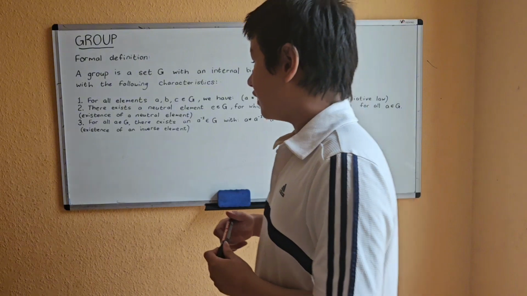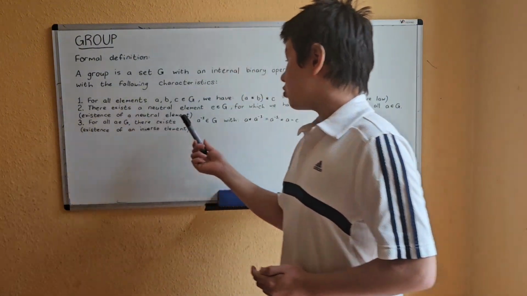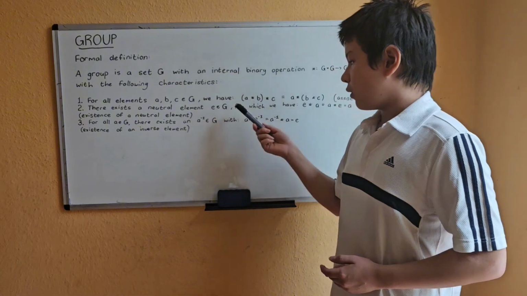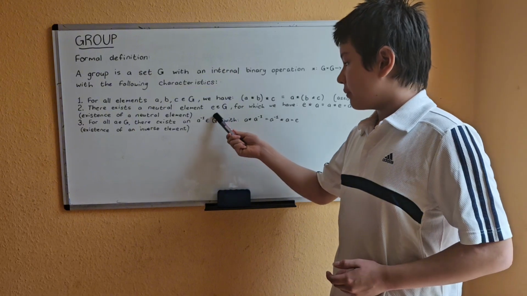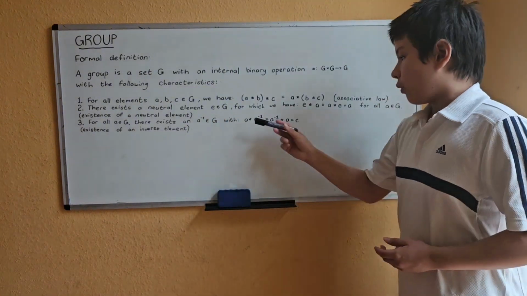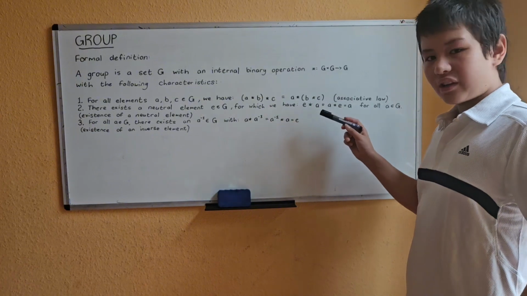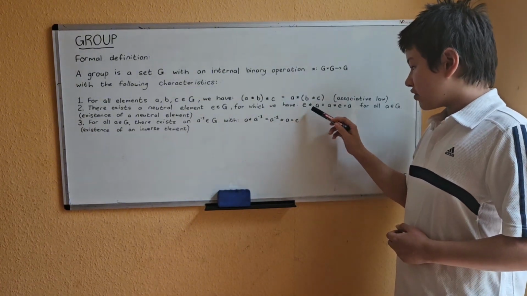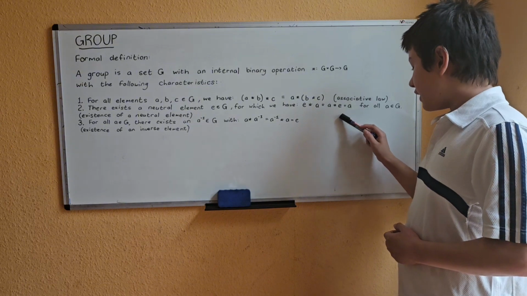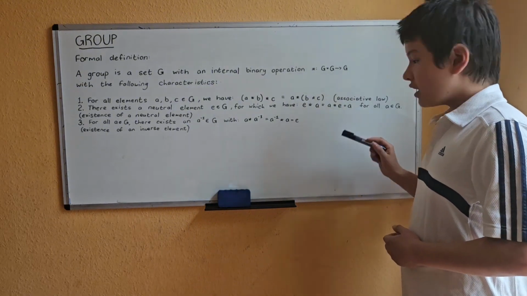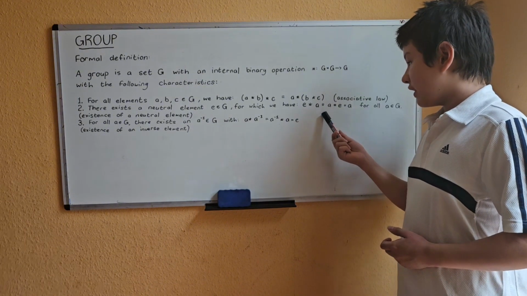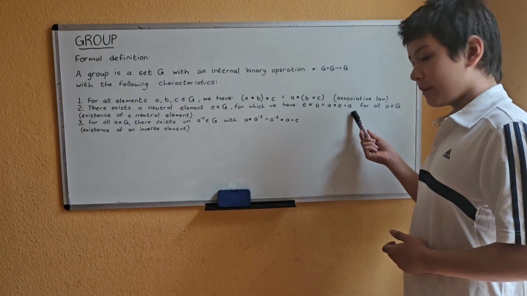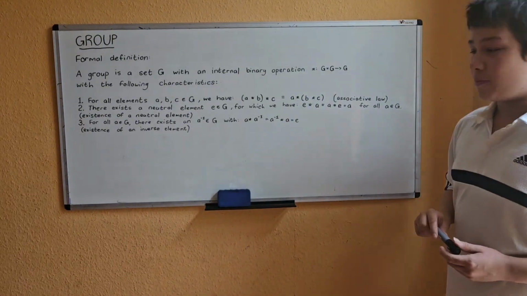And the second law is that there exists a neutral element, E, which is part of G, and basically this symbol just means that the element is part of G, for which we have the following: E star A equals A star E equals A. So it just means that if you use the star operation on E and A, it will just be A. For all A that is part of G.